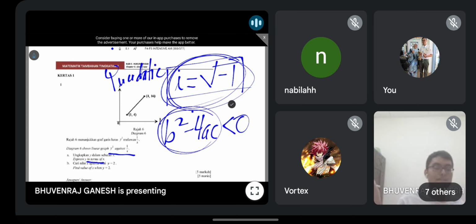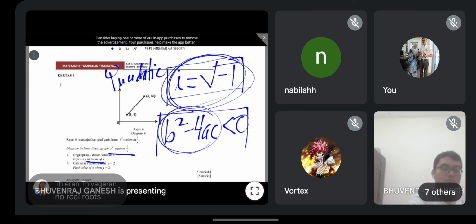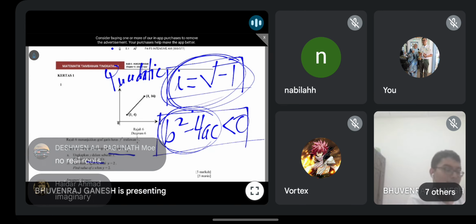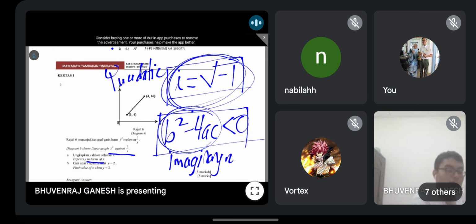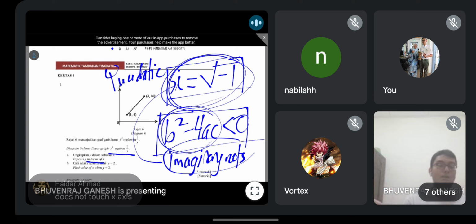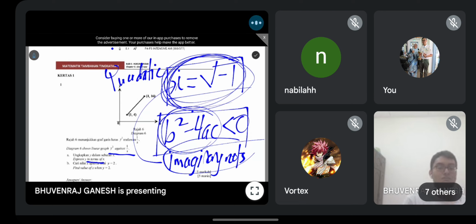Guys, if b square minus 4ac is less than 0, what is the type of roots? Can anyone tell me the name? Apa nama untuk jenis punca when it's like this? What is the name for the roots? Yes, imaginary roots. So why do they call it imaginary roots, guys? Have you ever thought why? Because of this, the imaginary number, square root -1 means there's no real roots, imaginary roots. Can you guys see the connection now? Ini adalah hubungan dia. Yeah, does not touch x-axis. That's why it's imaginary. So just now who asked about the imaginary thing, I hope you understand. Okay, so this is the concept actually.